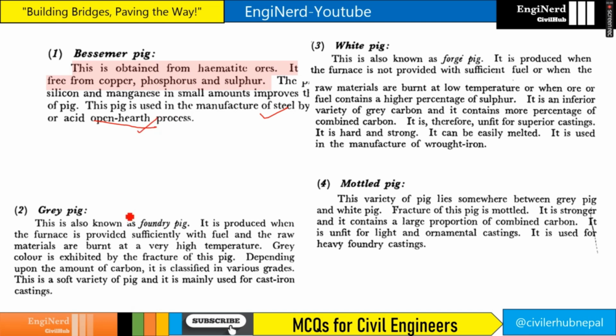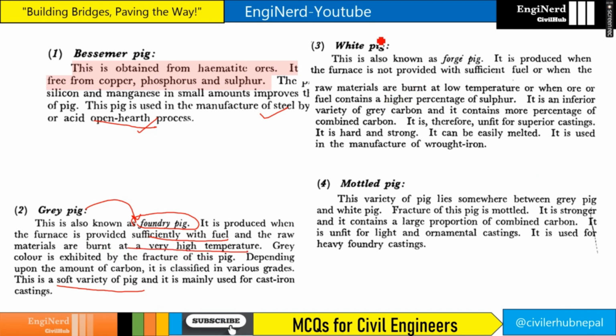And if you see here grey pig, grey pig is for foundry, also known as foundry pig, right? And this is a softer variety of pig as well, and this is obtained when the furnace is provided sufficiently with fuel and raw materials are burnt at very high temperature.